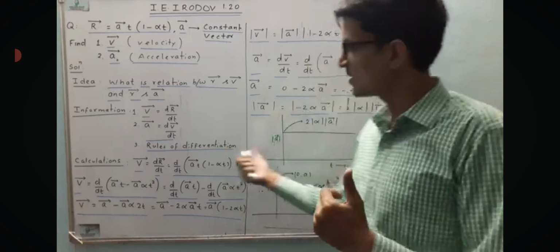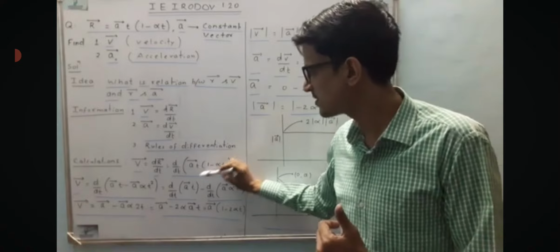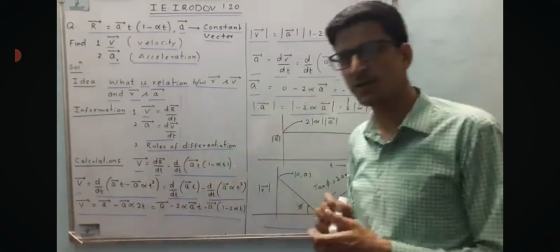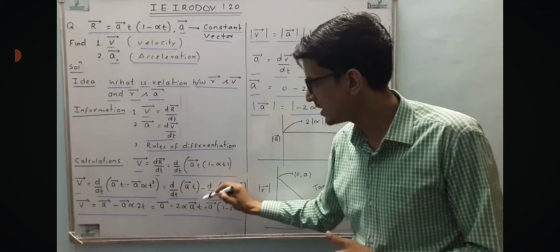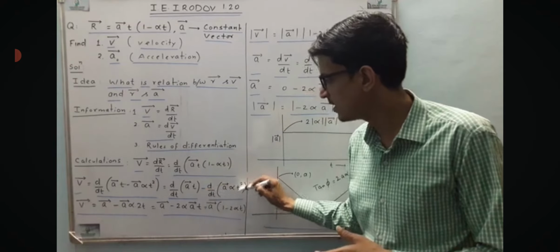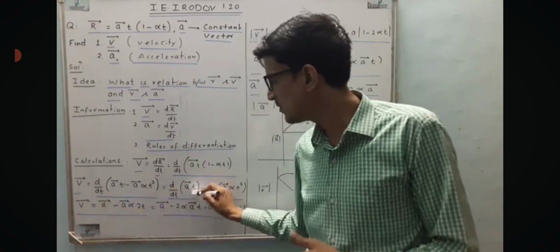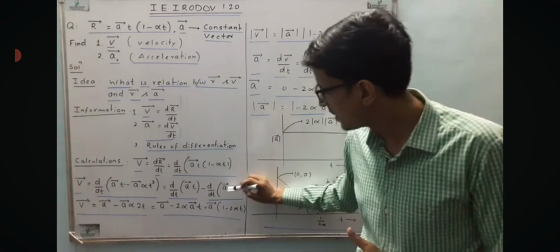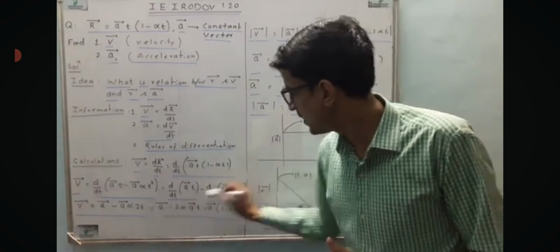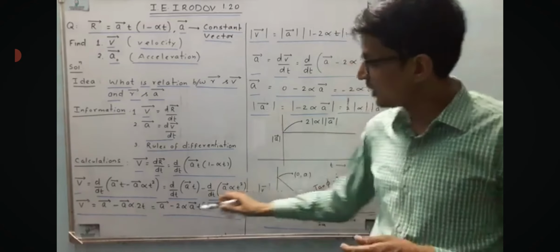So let's continue forward. We have vector v is dr by dt. Vector r is vector a t (1 minus alpha t). If we multiply these terms, we get vector a t minus vector a alpha t square. Now we differentiate it. So it will be d by dt of vector a t minus d by dt of vector a alpha t square. Now here a is a constant, so it will come out. And we know differentiation of t is 1. So that will be vector a only. Then we have from here minus a alpha, and differentiation of t square will be 2t. So we have vector v equals vector a minus 2 alpha vector a t.